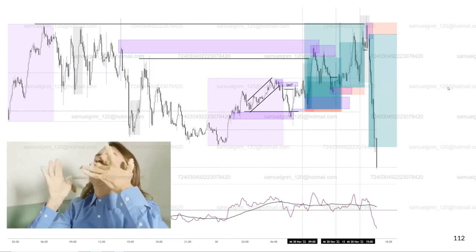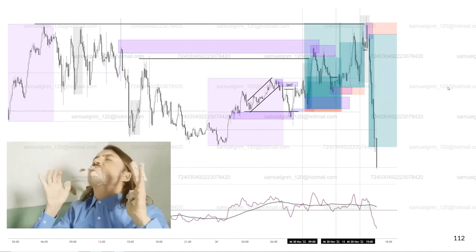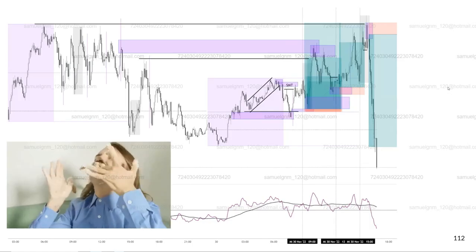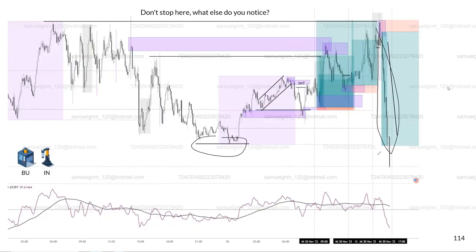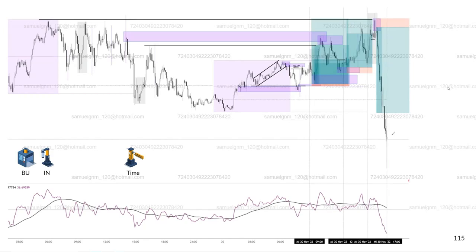But as always, you should not sit back and enjoy too much. The wheel keeps on spinning. Remember, the wheel has to keep on spinning, right? So don't stop here. What else should or do you notice? What's going on? We have always this huge down run. We had this build up which got induced. Build up, inducement. What else maybe? Timing.